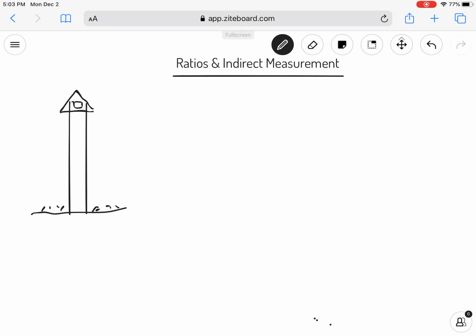Okay, so we've talked about ratios and proportions, and this is more of an application lesson on what we do with this. We can use ratios to determine the dimensions of something that is maybe too big or too inconvenient for us to measure. So say I have an example here. I have a tower, and I want to know how high this tower is. Okay? And I don't know what it is, so I'm going to call it H.